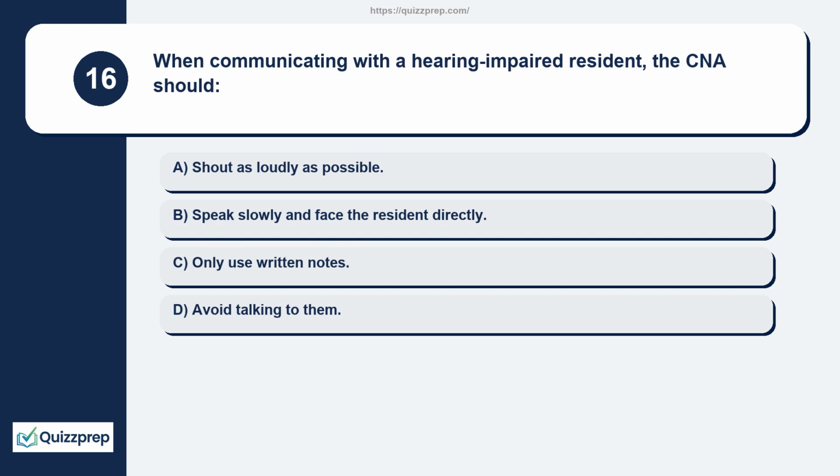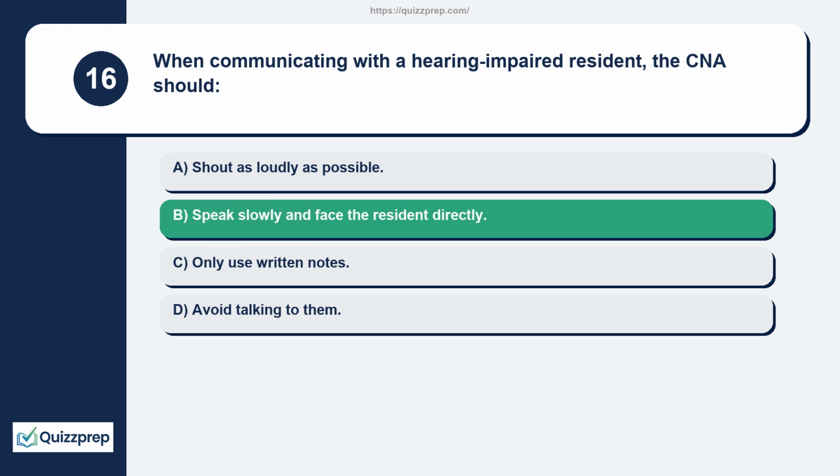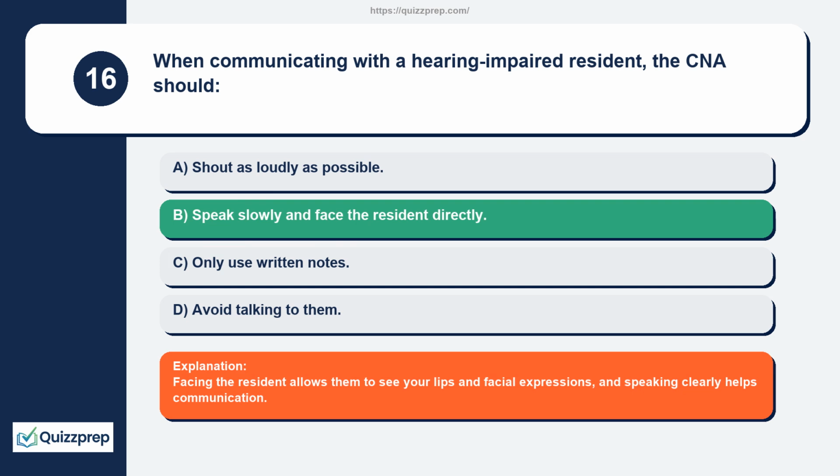Question 16. When communicating with a hearing-impaired resident, the CNA should shout as loudly as possible, speak slowly and face the resident directly, only use written notes, avoid talking to them. Facing the resident allows them to see your lips and facial expressions, and speaking clearly helps communication.